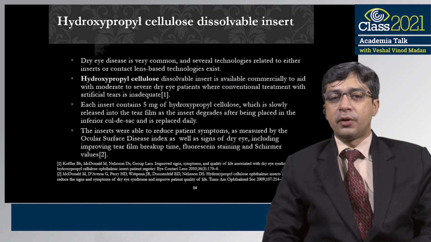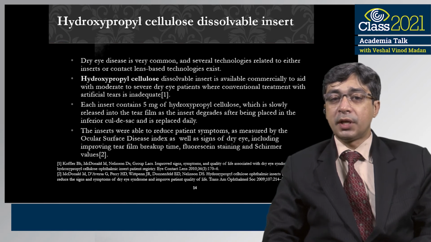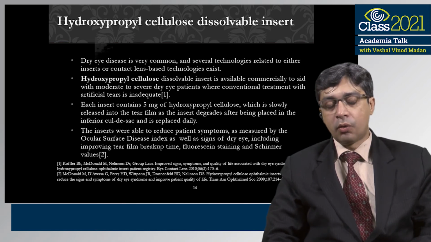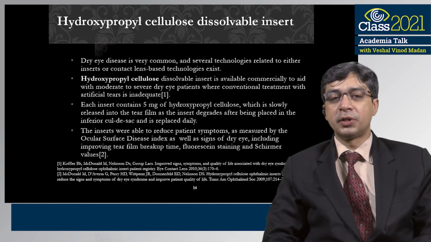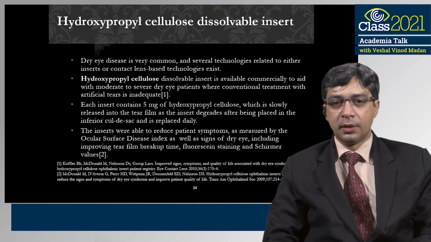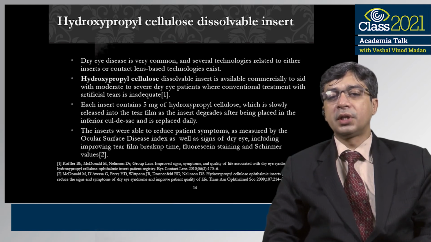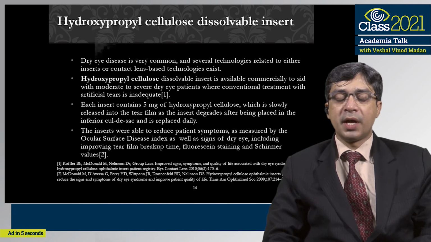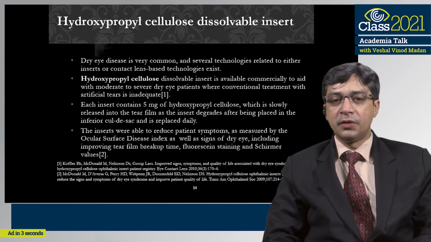Hydroxypropyl cellulose dissolvable inserts are known previously and have been used more now with the addition of carboxymethyl cellulose, which is a better naturally occurring lubricant, which can also be used in cases of moderate to severe dry eye patients and can be used as a conventional treatment if artificial tears are found to be inadequate.